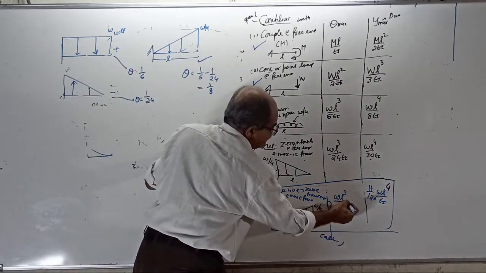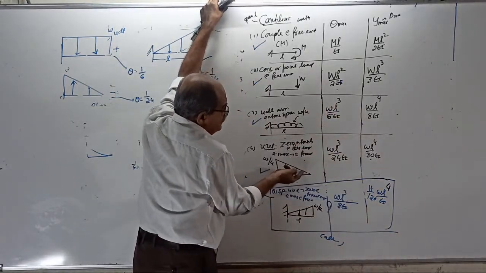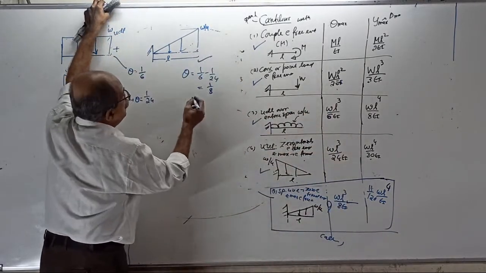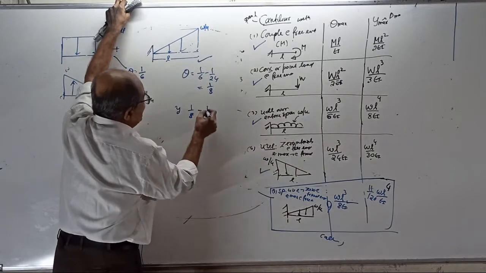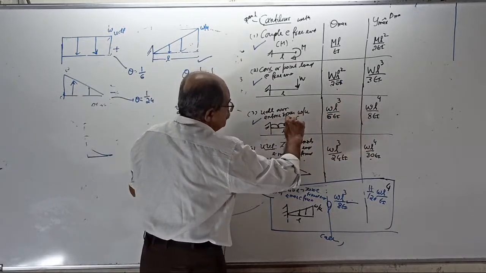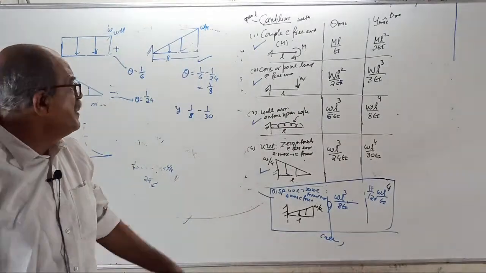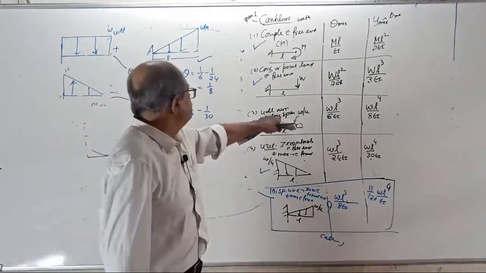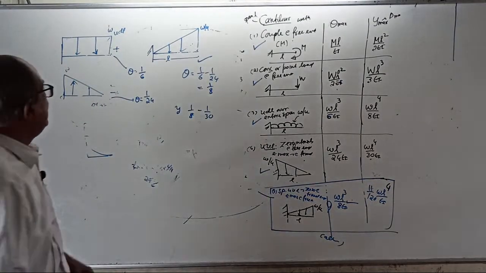So I can get this by subtracting this from the full UDL, and you get the answer. Deflection: UDL deflection is 1 by 8. Triangle deflection is 1 by 30. Now calculate 1 by 8 minus 1 by 30. From this one, subtract this one, you get this one. Instead of remembering the horrible 4 by 15, 5 by 15 and so on, which causes confusion, this minus this will give this one. How much? 11 by 120.